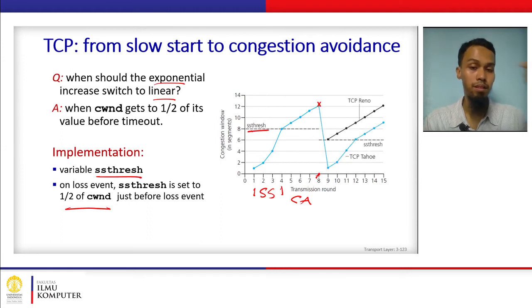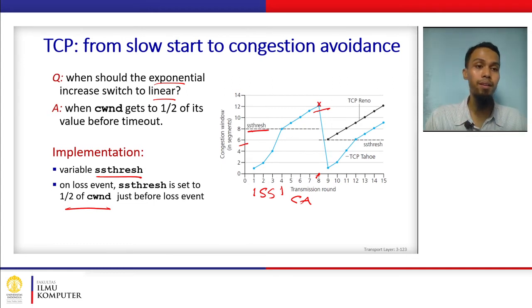So in the next transmission round, if we are using TCP Tahoe, the congestion window will start again from 1, and then start with slow start again. And the SS threshold, or slow start threshold, will be half of the last congestion window. So if the last congestion window equals 12, then the SS threshold will be 6, right? So the SS threshold after the loss event is 6, half of the congestion window.